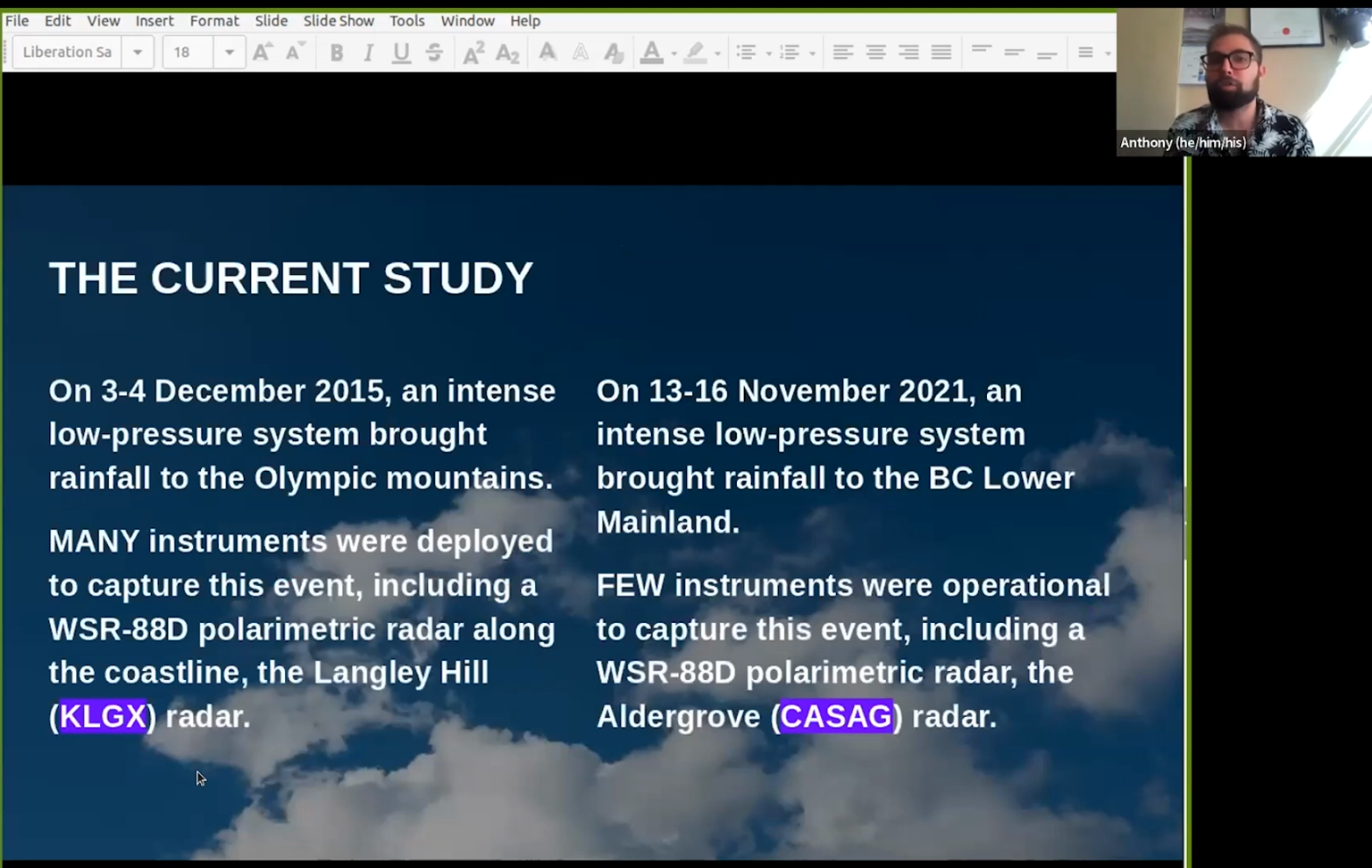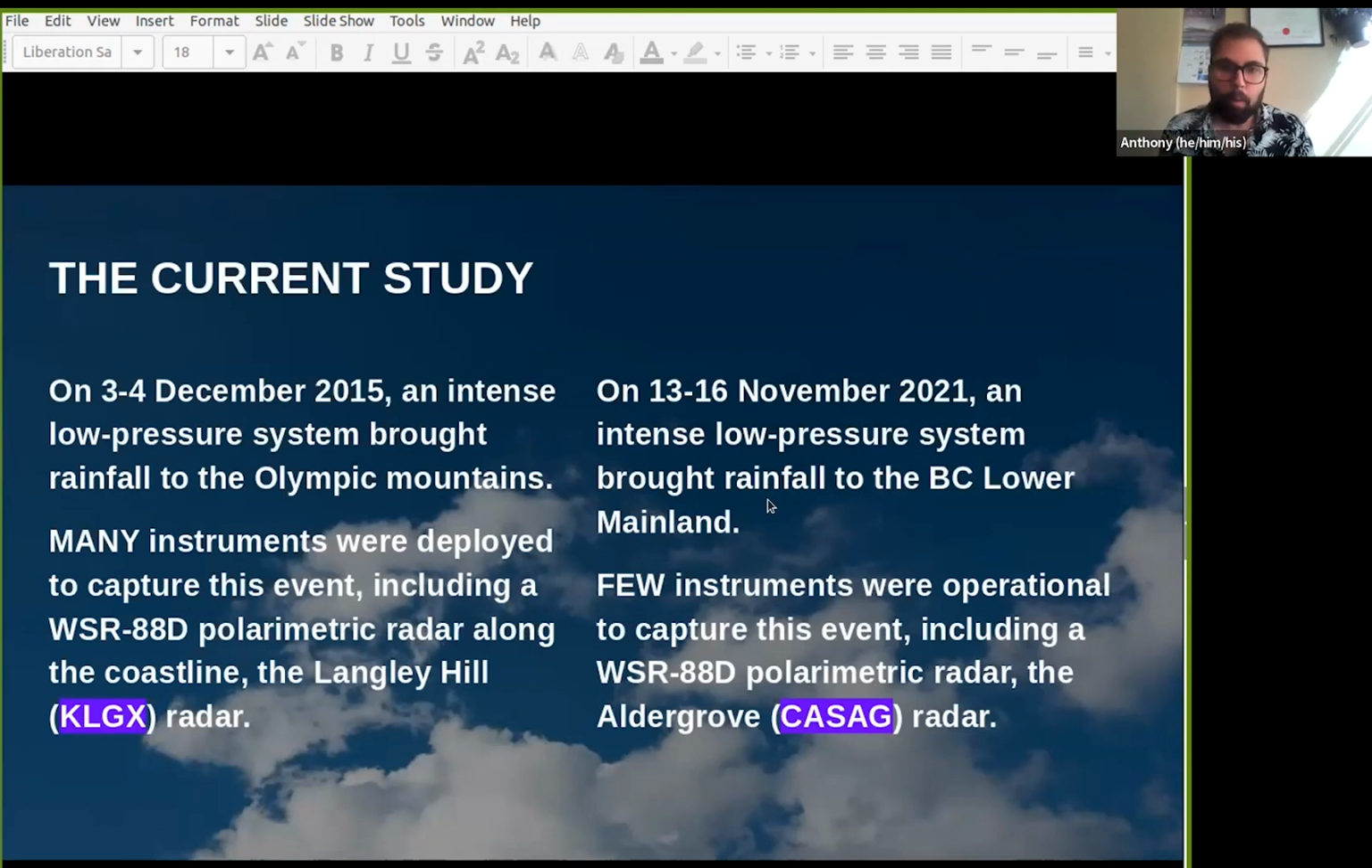The current study looks at two case studies. One occurred on the 3rd and 4th December of 2015 during the Olympics field campaign, when an intense low pressure system brought rainfall to the Olympic Mountains. Many instruments were deployed to capture this event, and by these I mean things like disdrometers, aerial surveillance, and a whole bunch of other sources, including a WSR-88D polarimetric radar called the KLGX radar, Langley Hill.